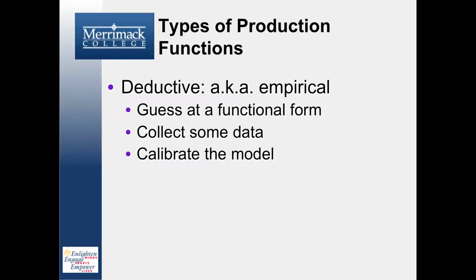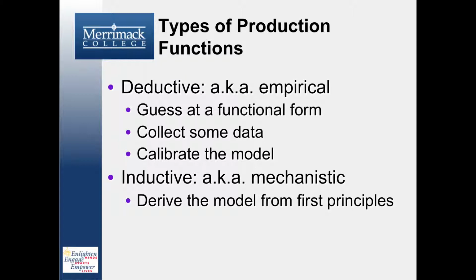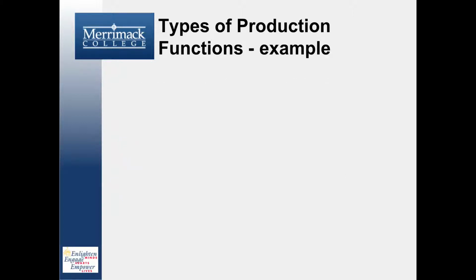So there are two types in general, and this is two types of any models that we derive. The first class of models are deductive models, that is, empirical models. So we guess at a functional form, we collect some data, and we calibrate the model using some technique like regression to come up with a relationship among the variables. Another approach is a mechanistic approach, the inductive reasoning. So we try to derive a model from first principles. And I'll give you some examples of these in a minute.